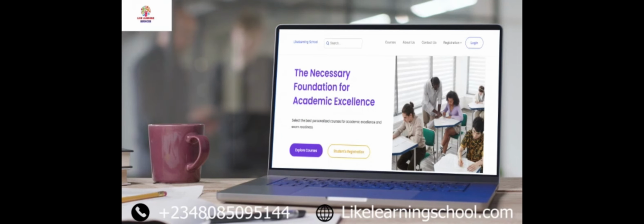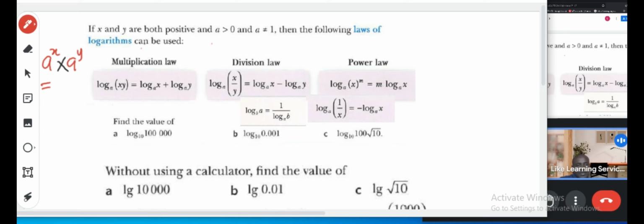If you have a raised to the power x times a raised to the power y, what does it give in indices? A raised to the power x plus y, isn't it? You see, this is similar to that. Log of base a of x times y will be equal to log of that base of x plus log of that same base of y.